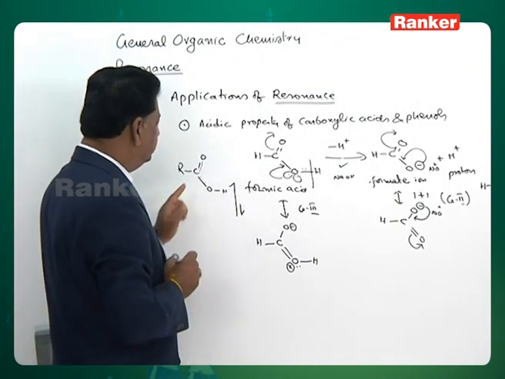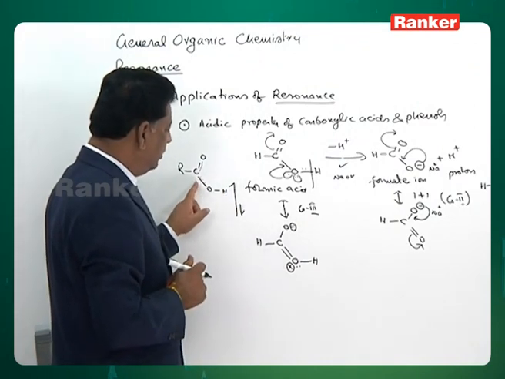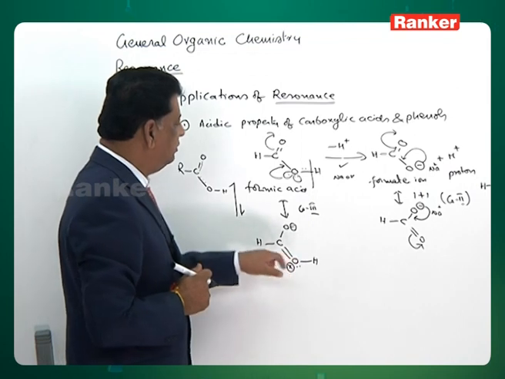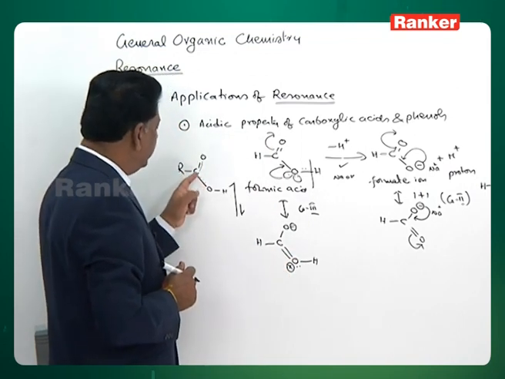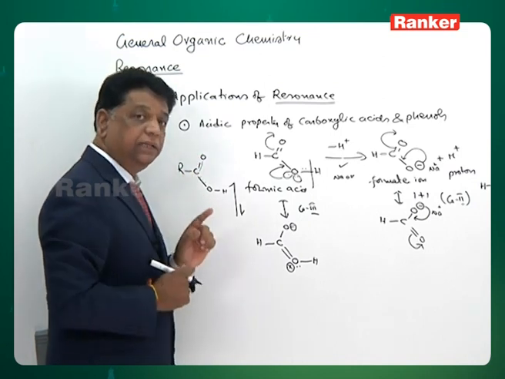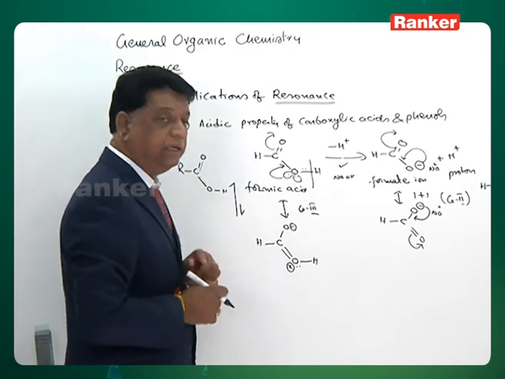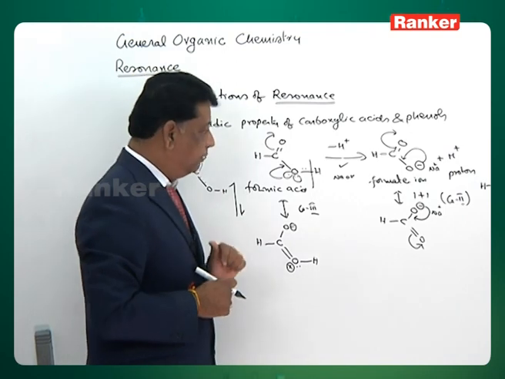So this is the resonance hybrid structure. The double bond character towards this side will be less, and that side will be more. So therefore there is a difference between that O and this O. The bond lengths are not identical. This was asked once in an IIT exam also.